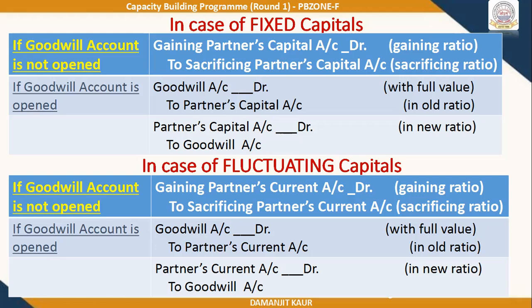If capitals are fixed, this heading is mentioned wrong here. At the top it should be fluctuating, and then at the end, the second part is fixed capital. When the capitals are fixed, the bottom entries are to be checked. If goodwill account is not opened, then the entry will be passed: gaining partner's current account debited to sacrificing partners' current account. In this case, when the adjustment entry is to be passed, we have to calculate the gain or sacrifice also made by the partners.